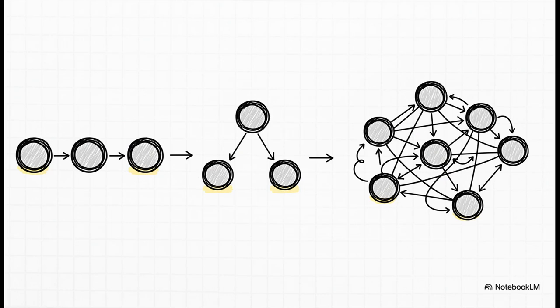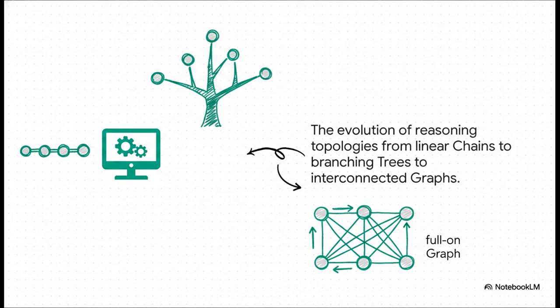We've gone from a simple line to a branching tree, and now we're talking about a complex, interconnected web, a graph of thoughts. This is really the frontier of AI reasoning today. And here you can see that whole evolution perfectly. We started with a simple linear chain. Then we moved to a branching tree that lets the AI explore different possibilities. And now we have a full-on graph.